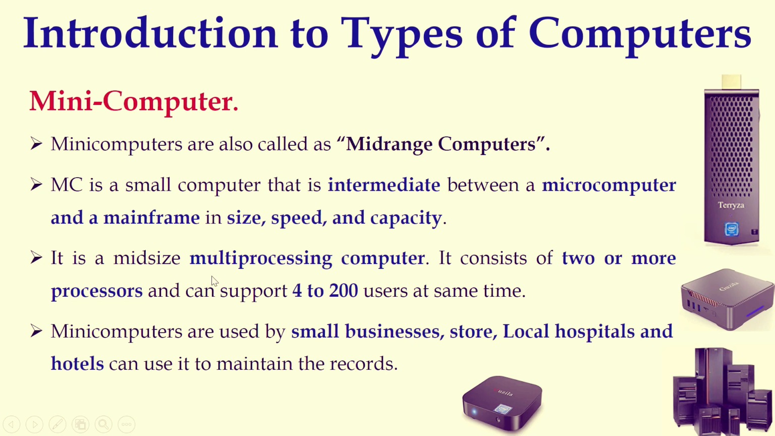It is a medium-size, mid-range multi-processing computer. Multiple processing or multitasking can be done. It has two or more processors and can support up to 4 to 200 users at the same time, so multiple users can use this minicomputer at the same time. Where can minicomputers be used? Minicomputers are used by small businesses, stores, local hospitals, and hotels to maintain records.